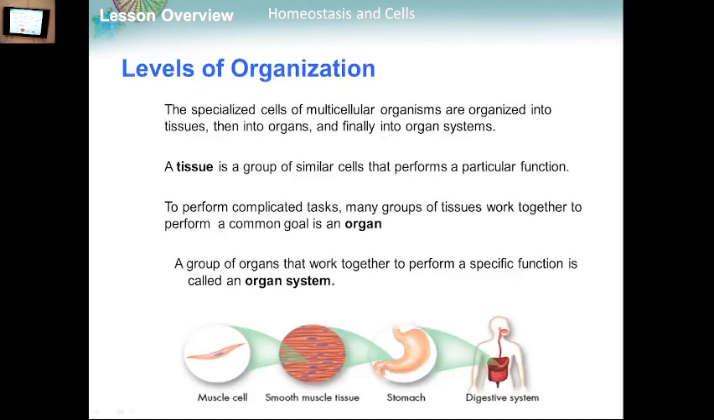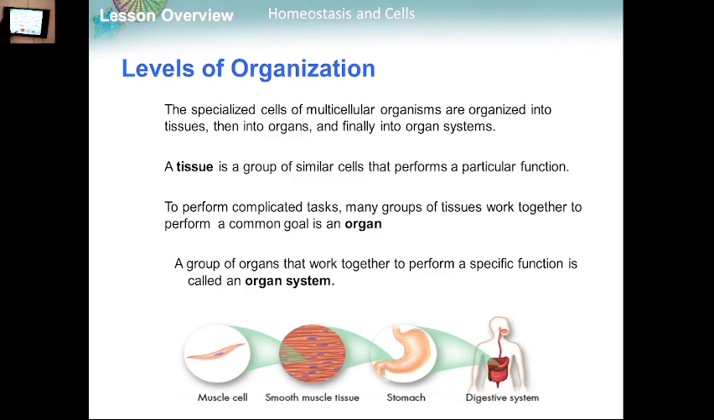We also have the levels of organization. The specialized cells of a multicellular organism are organized into tissues, then into organs, and finally organ systems. So again, cells together form a tissue. Different types of tissues together form an organ, and finally organs together form organ systems. A tissue is a group of similar cells that performs a particular function. To perform a complicated task, many groups of tissues work together toward a common goal in an organ. A group of organs that work together to perform a specific function is called an organ system.